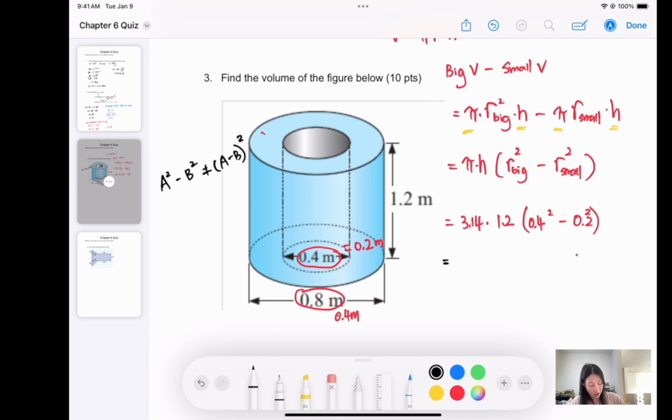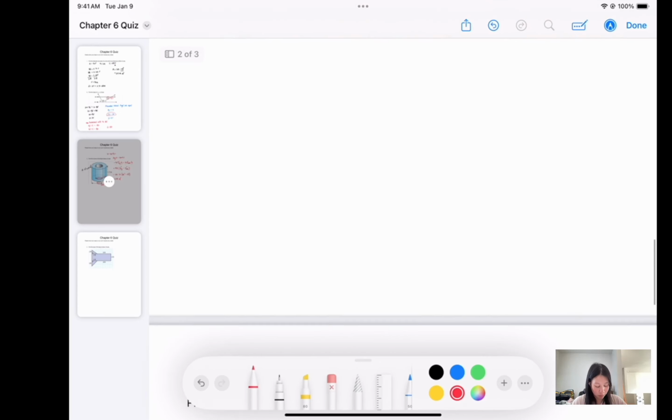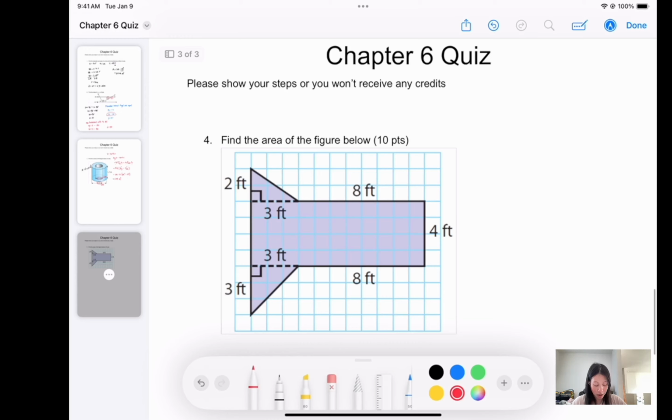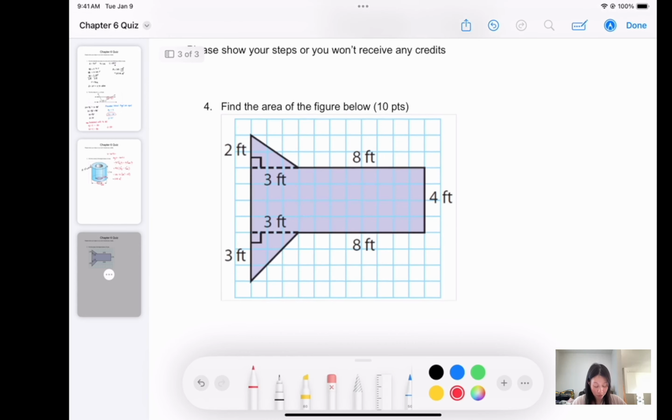For this one, if you use a calculator, you will get 0.45 cubic meters. If you forget the unit, you will lose some points. Next one is finding the area of the figure. So this figure, you will see, has 3 parts. A small triangle. Why would I say this is a small triangle? Because the base is 2 feet. And we have a bigger triangle with a base of 3 feet.